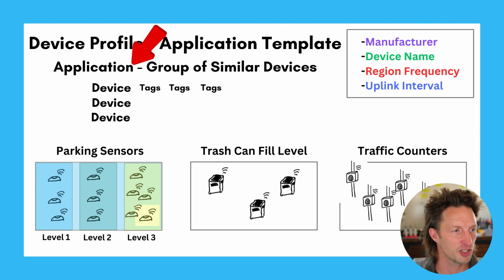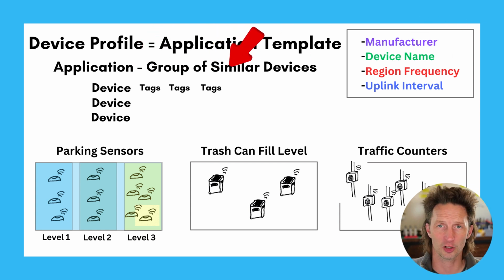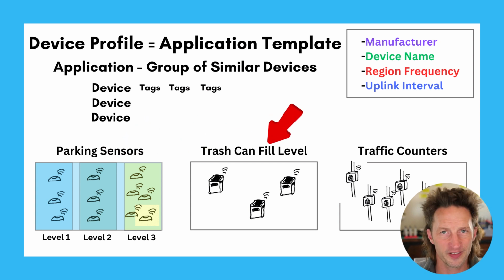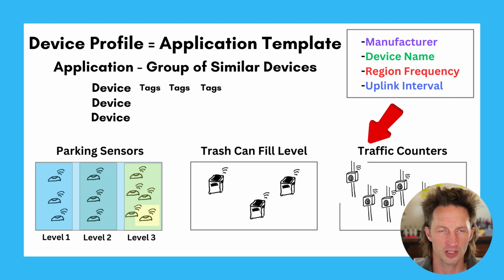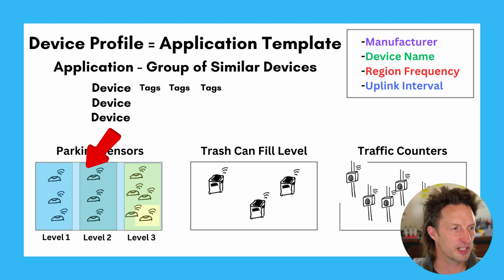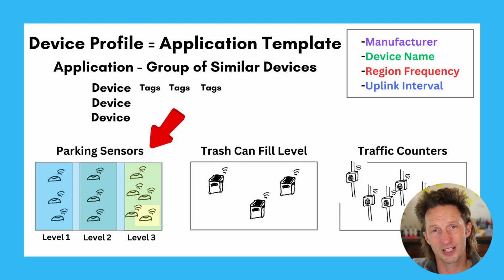What is an application? It's a group of a bunch of devices that are all pretty standard. Maybe it's a bunch of parking sensors. Maybe it's a bunch of trash can fill level sensors. Maybe it's traffic counters, et cetera. All of those things in there are called devices, and you can separate devices out. They're all in the same kind of application, in the parking sensor application. Maybe they're in a different location.